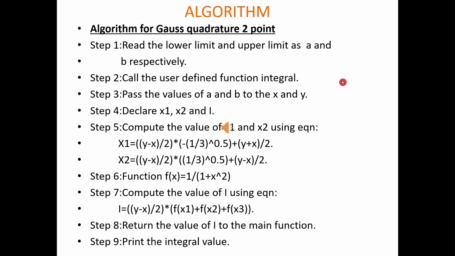Step 5. Compute the value of x1 and x2 using the equation x1 equal to (y minus x) by 2 into minus (1 by 3) raised to 0.5 plus (y plus x) by 2, and x2 equal to (y minus x) by 2 into (1 by 3) raised to 0.5 plus (y minus x) by 2. Step 6. Function f of x equal to 1 by 1 plus x square. Step 7. Compute the value of I using the equation I equal to (y minus x) by 2 into f of x1 plus f of x2 plus f of x3. Step 8. Return the value of I to the main function. Step 9. Print the integral value.